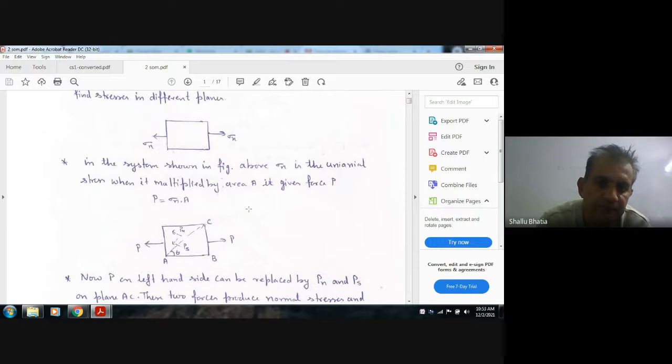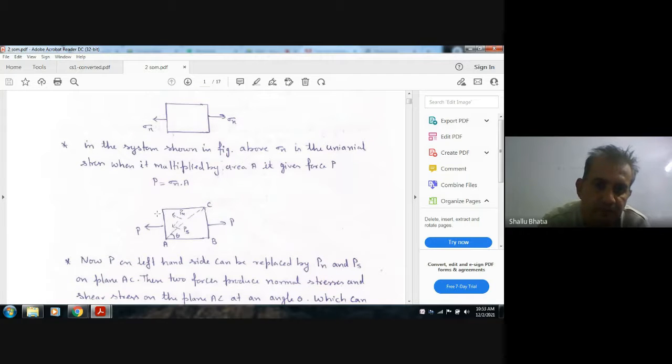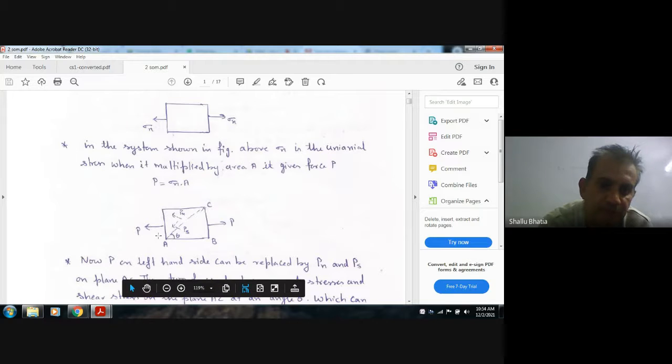In this system, as shown in the figure, sigma x is a uniaxial stress. When this sigma x is multiplied by the cross-section area, it will give force. So this is the force P, acting on plane BC, and here the force is also P. So we have to find out the stress at plane AC.